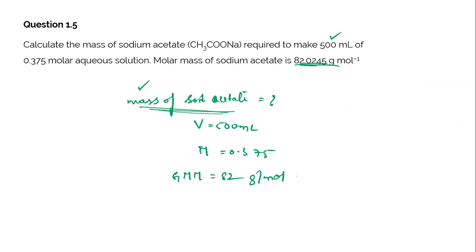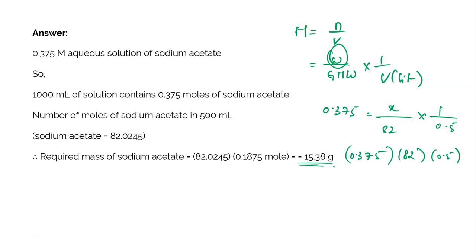With this, we have completed the first 5 NCERT solutions from the chapter Some Basic Concepts of Chemistry. We'll be continuing from the 6th question onwards in part 2 of the video.